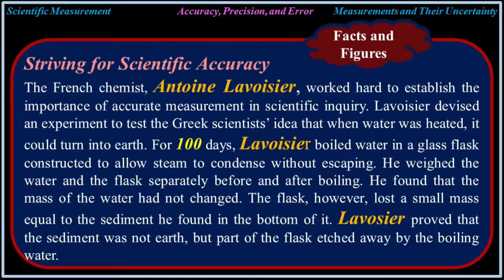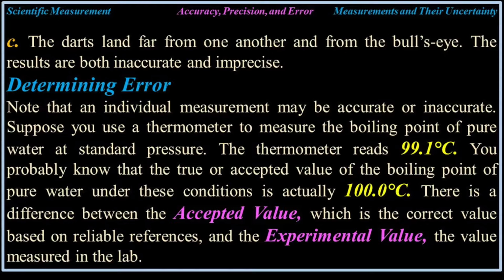The flask, however, lost a small mass equal to the sediment he found in the bottom of it. Lavoisier proved that the sediment was not earth, but part of the flask etched away by the boiling water. C. The darts land far from one another and from the bullseye. The results are both inaccurate and imprecise.